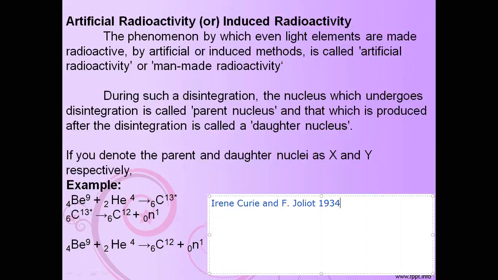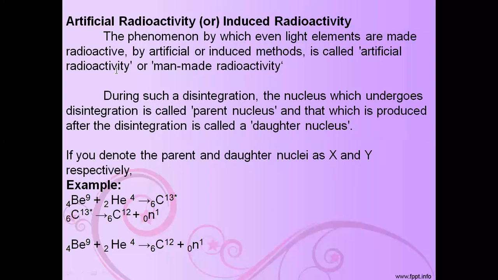That is called the daughter nucleus. For example, 4Be9 plus 2He4 gives 6C13 star. Okay, so the Be and the He are the parent nuclei, and carbon is the daughter nucleus, because after the disintegration we get the carbon. So this is called the daughter nucleus.